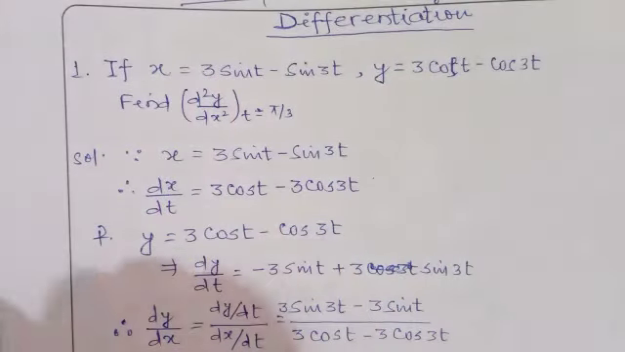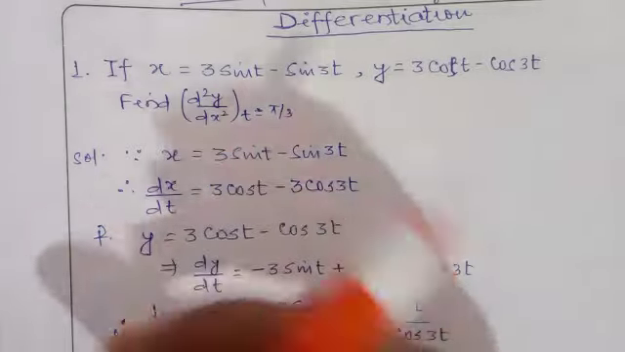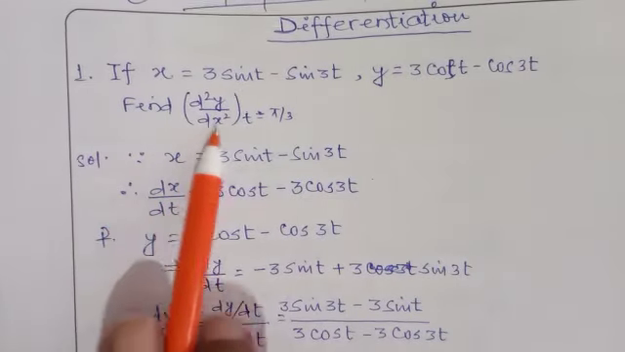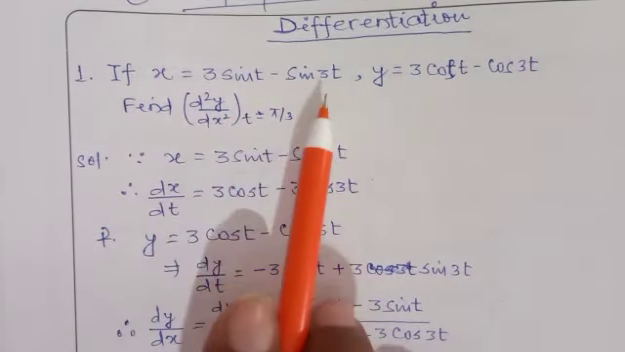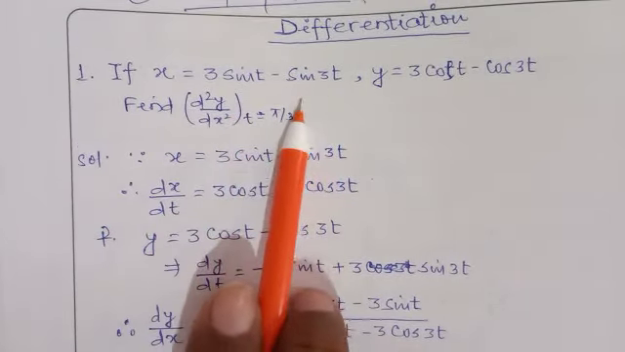See, first question: if x is equal to 3 sin t minus sin 3t and y is equal to 3 cos t minus cos 3t, then find the value of d2y by dx square at t is equal to pi by 3. So see, what is given?